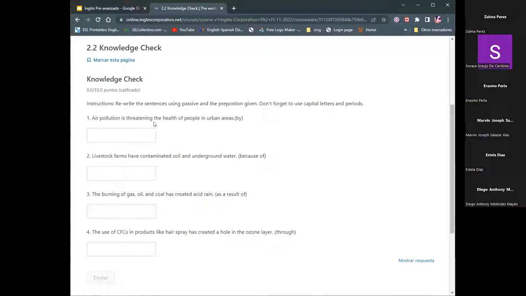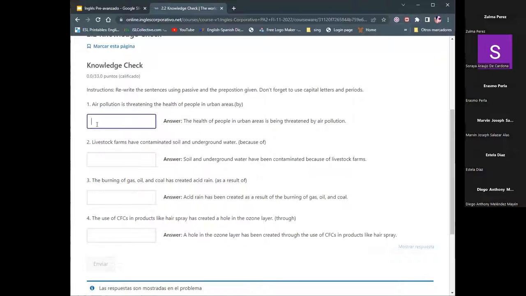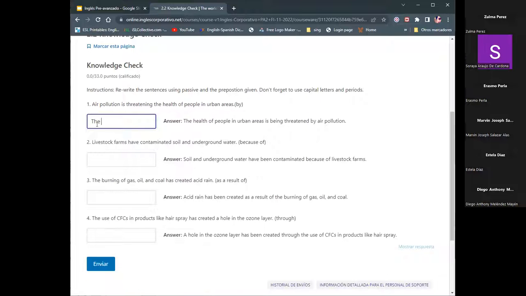Air pollution is threatening the health of people in urban areas. By, yes, we haven't studied this, but we can complete it, no problem. Okay. Number one is the health of people in urban areas is being threatened by air pollution. I will write it just to check if it accepts the answer. In urban areas is being threatened by air pollution, right?